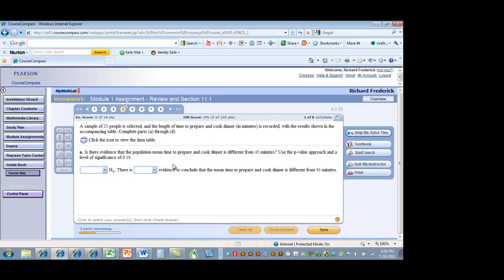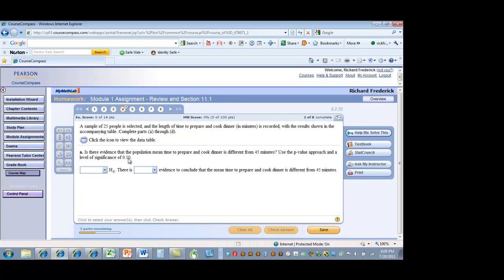Now, what we're going to do is ask a question: is the population mean 45 minutes or not? And so the question is, is there evidence that the population mean is different than that? So we're going to use hypothesis testing. The p-value approach is simply to say we're going to use a certain level of significance to evaluate the null hypothesis.